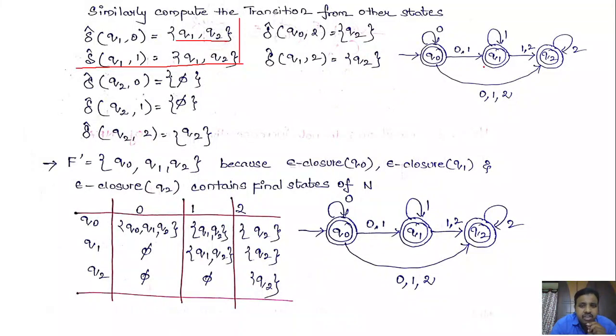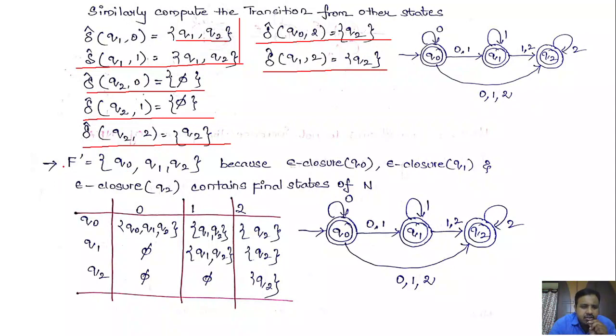One more symbol that we have is 2, right? So 0, 1, 2. So delta cap of q0 on 2 is q2 itself. Delta cap of q1 on 2 is q2 itself. Next one. And finally, we are left with state q2. So delta cap of q2 on 0, it is phi. Delta cap of q2 on 1, it is phi. Delta cap of q2 on 2 is q2. Okay. So in this fashion, we need to calculate the transition function. By using these transition functions, we need to draw the state transition diagram.